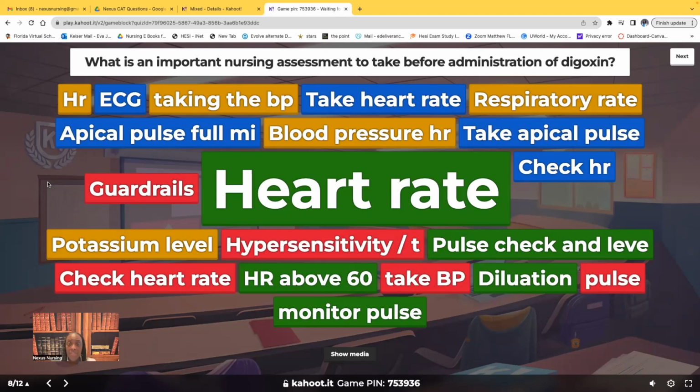So before you give this medication to a patient, you need to take that apical pulse. You need to take it for a full minute. Remember, the pulse is supposed to be 60 to 100. If you take that apical pulse for a full minute and it's less than 60, you're going to withhold that medication, call the healthcare provider. You are not going to give that medication, okay?